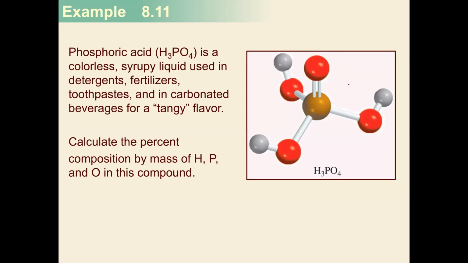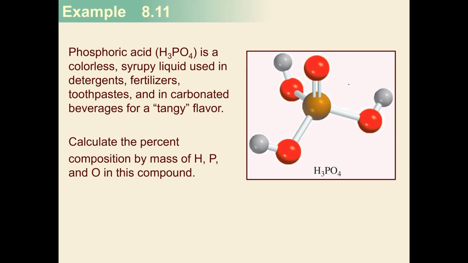Phosphoric acid, which we've seen in many of our chapters, is a colorless, syrupy liquid used in detergents, fertilizers, toothpaste, and carbonated beverages for our tangy flavor. Calculate the percent composition by mass of the hydrogen, phosphorus, and oxygen inside of this compound.